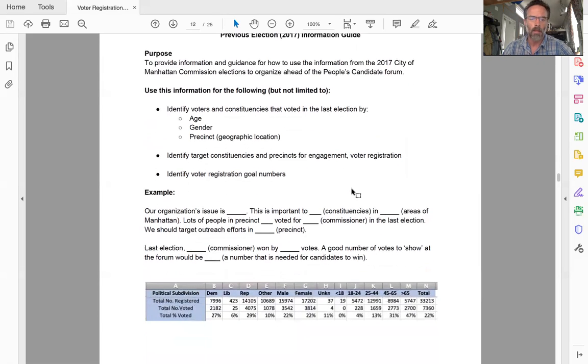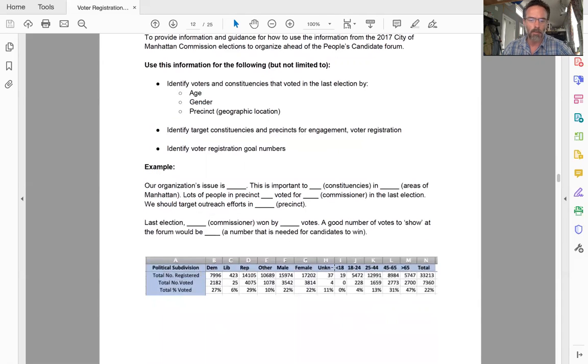And so this little table at the bottom, again, is from the last city commission election in 2017. 22% of registered voters in the city of Manhattan actually voted. That's just over 7,000 out of 33,000. So there's a lot of potential voters out there to get to the voting booths.